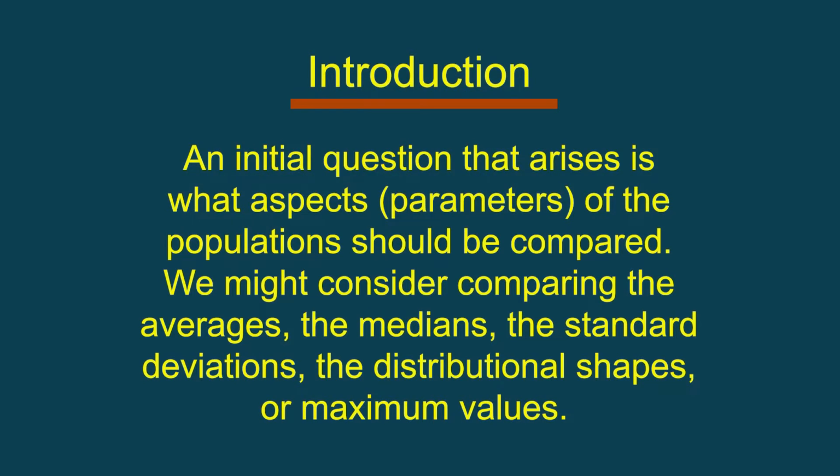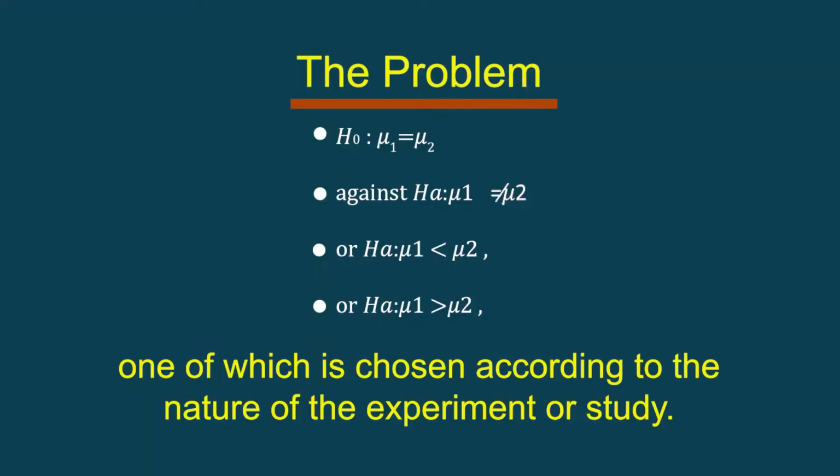An initial question that arises is what aspects or parameters of the population should be compared. We might feel like comparing the population averages, the population medians, the standard deviations, and so on. But in the t-test, we shall compare the two population means. To be specific in statistical terms, here we would like to test H0: mu1 equals mu2 against any one of the possible alternatives: mu1 not equal to mu2, mu1 less than mu2, or mu1 greater than mu2.